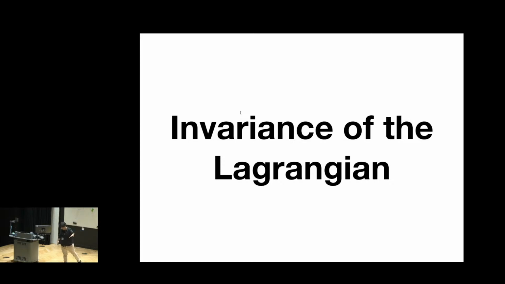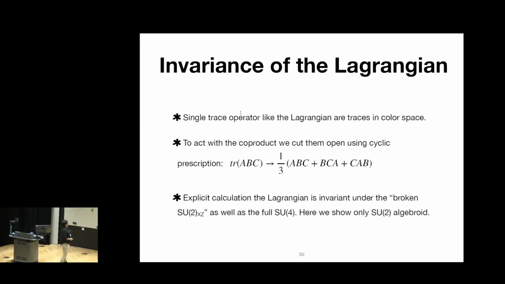Now let's take this and let's try to see what this does to the Lagrangian. First of all, before even doing that, we have to remember that the Lagrangian is a single trace operator. So to do my calculation nicely and also being able to show it to you, I will cut open the trace. And to do that, I need a prescription, and this is my prescription. I'm not the first human being to think about that. And with this prescription, I will show you an explicit calculation that this SU2xZ is a symmetry of the Lagrangian. This is the guy that was supposed to be broken and lost.